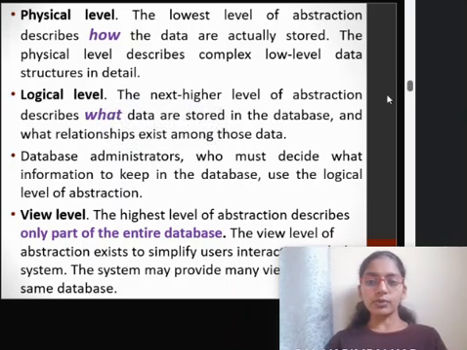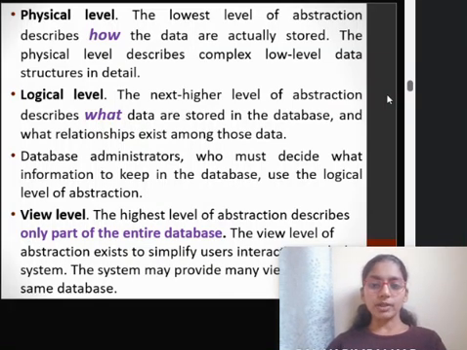The third one is view level. The highest level of abstraction describes only part of the entire database. The view level of abstraction exists to simplify user interactions with the system. The system may provide many views for the same database.